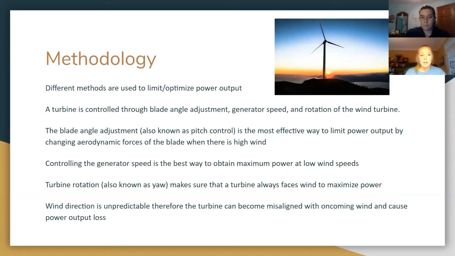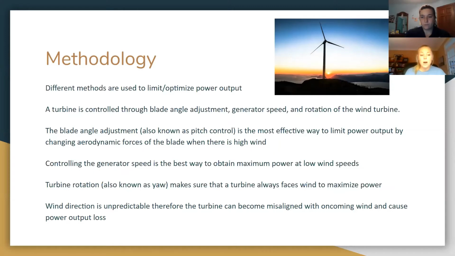So for the methodology, different methods are used in order to limit and optimize the amount of power. There are 3 different ways that a turbine is controlled: blade angle adjustment, generator speed, and rotation of the turbine. The blade angle adjustment, which is also known as pitch control, is the most effective way to limit power and will change the forces on the blade when there's high wind.